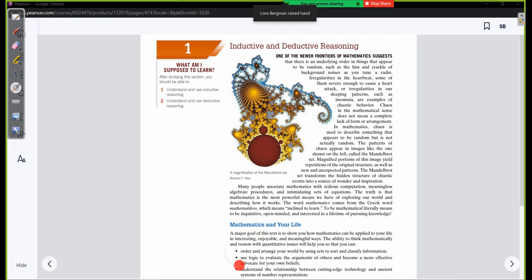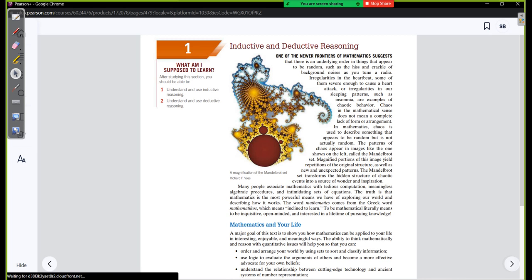Instead, we're going to come down here to mathematics in your life. A major goal of this text is to show you how mathematics can be applied to your life in interesting, enjoyable, and meaningful ways. The ability to think mathematically and reason with quantitative issues will help you order and arrange your world by using sets to sort and classify information, use logic to evaluate the arguments of others and become a more effective advocate for your own beliefs, understand the relationship between cutting-edge technology and ancient systems of number representation.